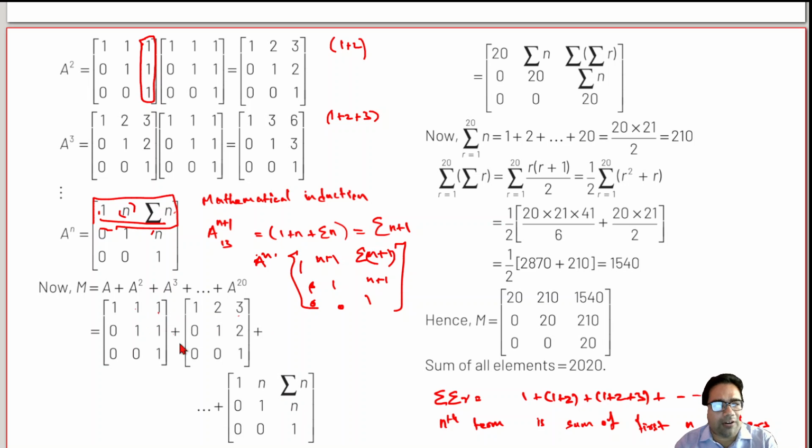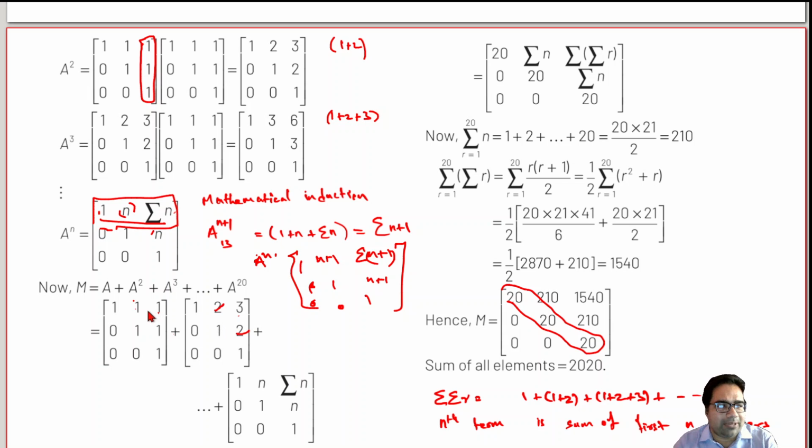Now if you want to add all of these, because these are 20 matrices, then in all 20 matrices the diagonals will be 1 plus 1 plus 1 up to 20. One here, one here, one here, likewise 20 ones. So the diagonal will be 20 by default. Now, what about these two elements?